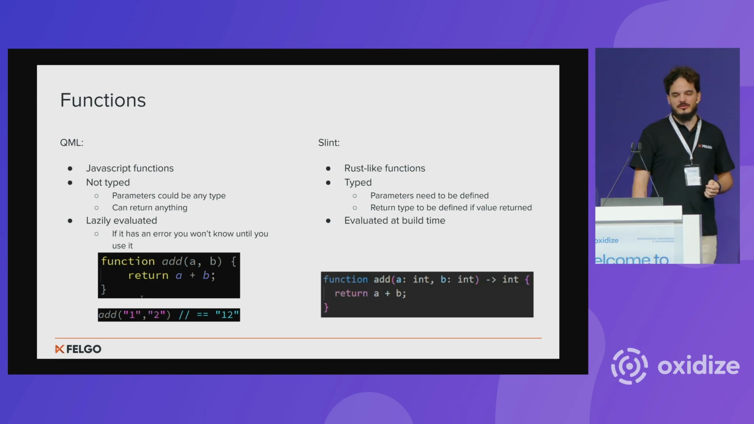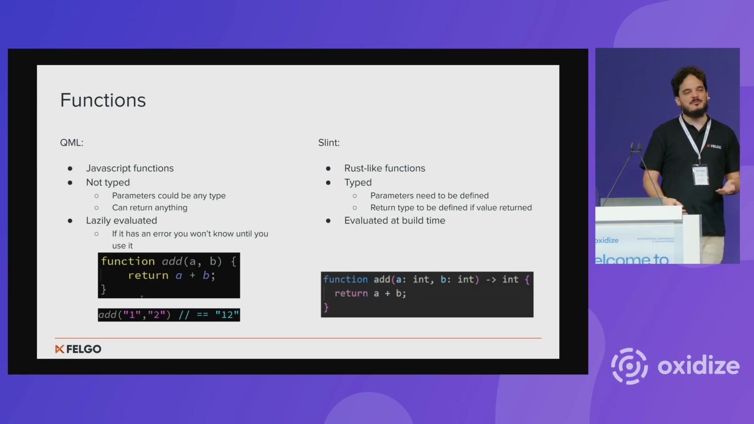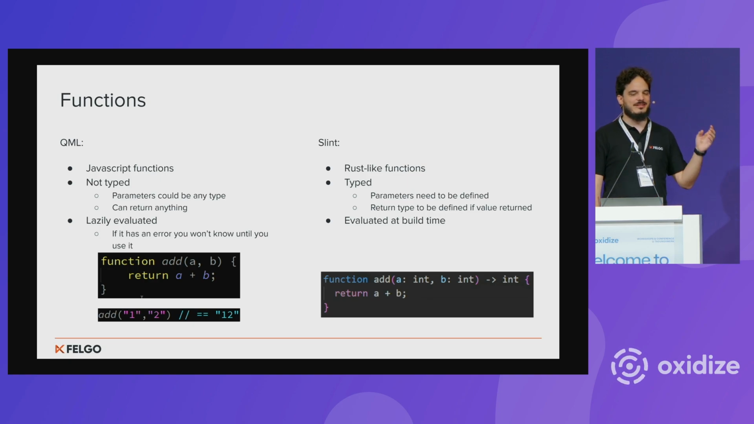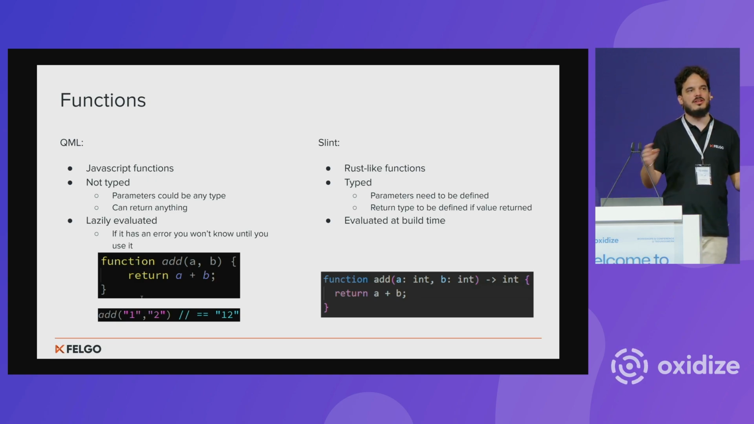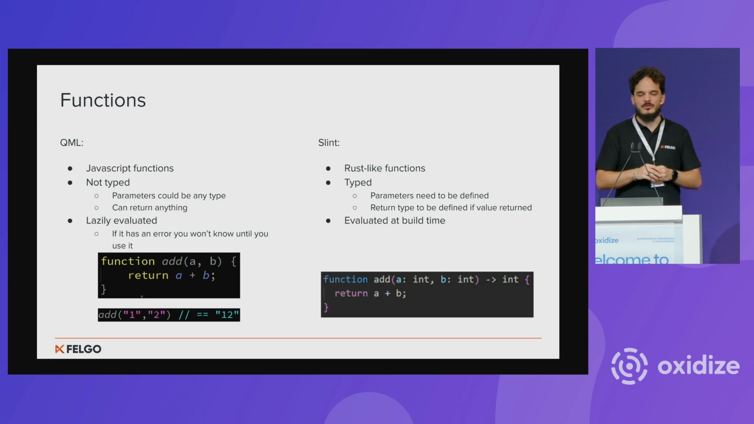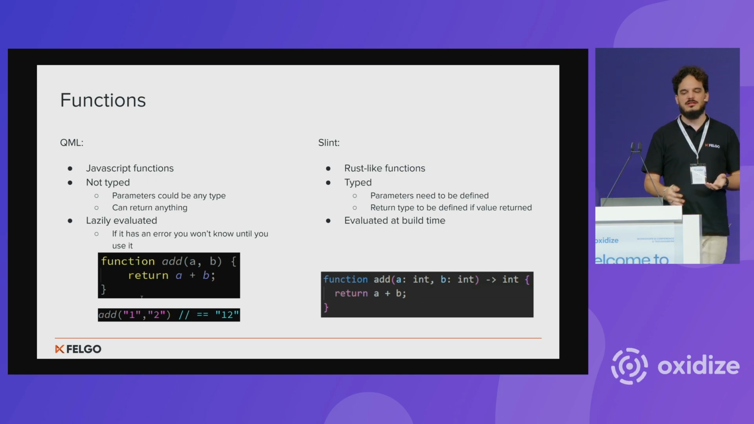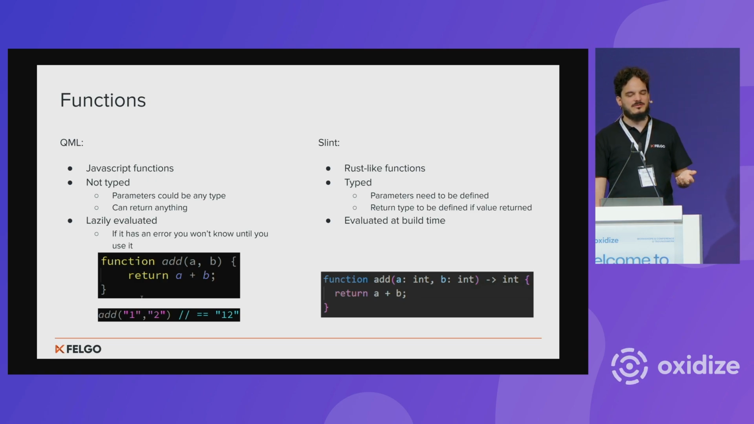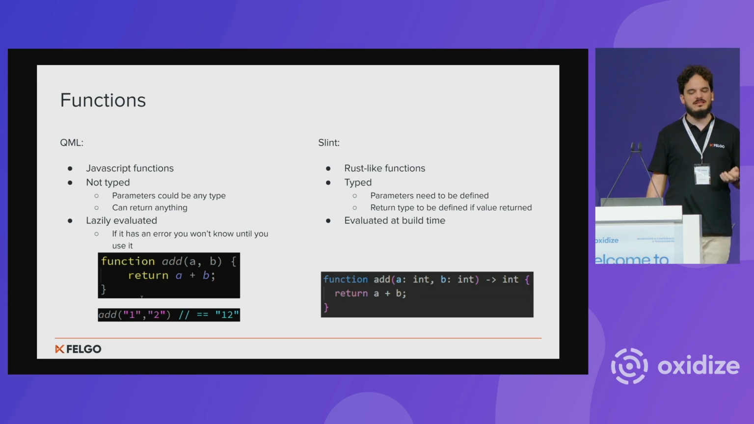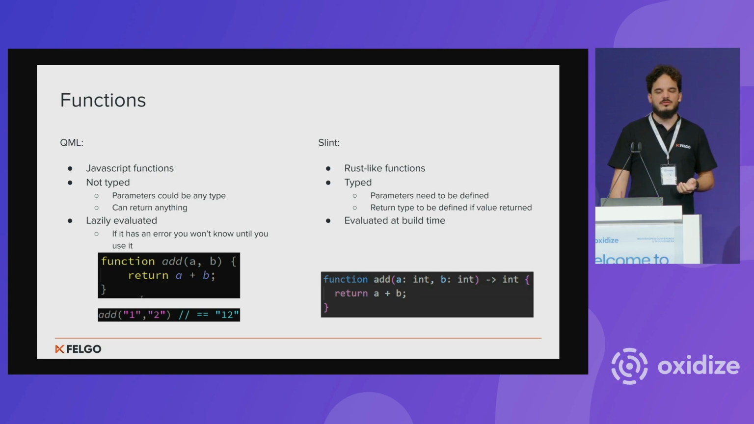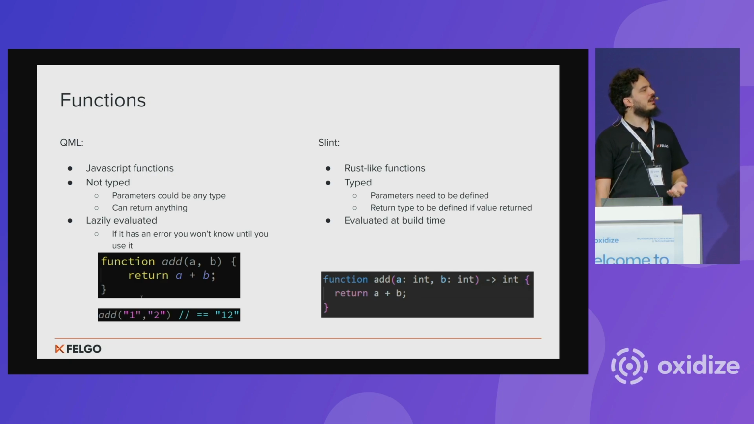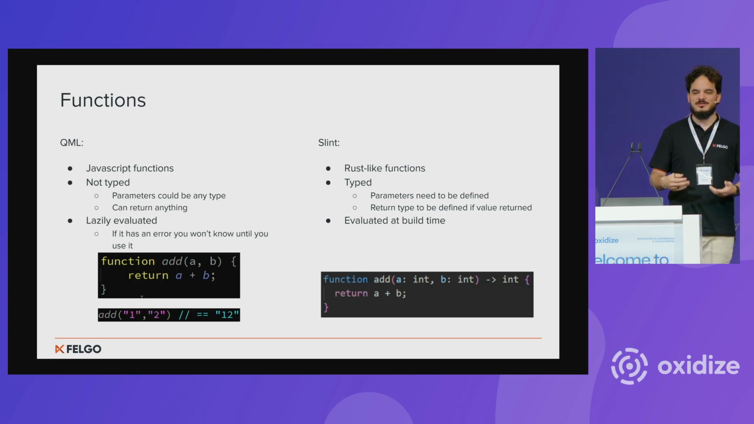So, yep. For functions, both of them support functions. The major difference is that QML functions are actual JavaScript functions, and the Slint ones are Rust-like functions. So the QML functions are not typed. You can give any type of input parameters. You can also type them, but it's unsafe as it can return anything, and it's lazily evaluated, so you won't know about your error until you use it at runtime.